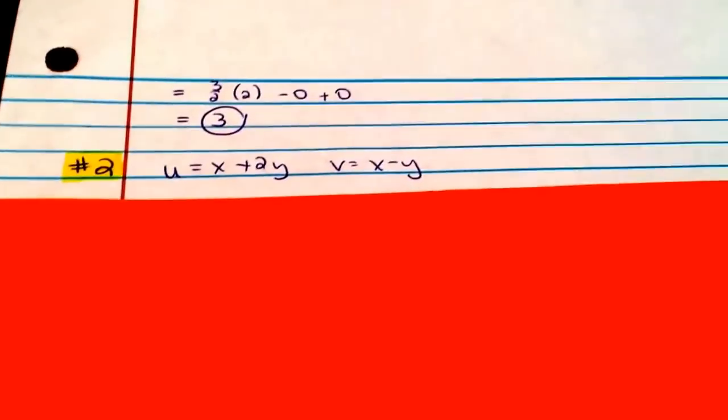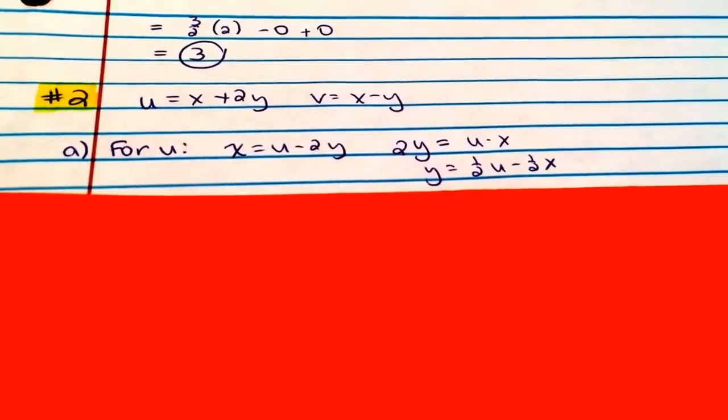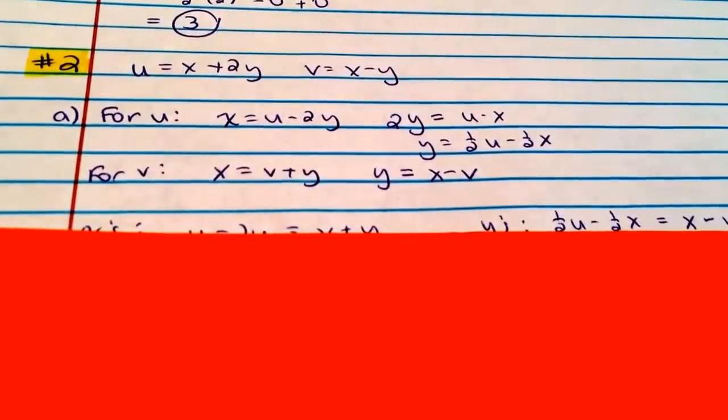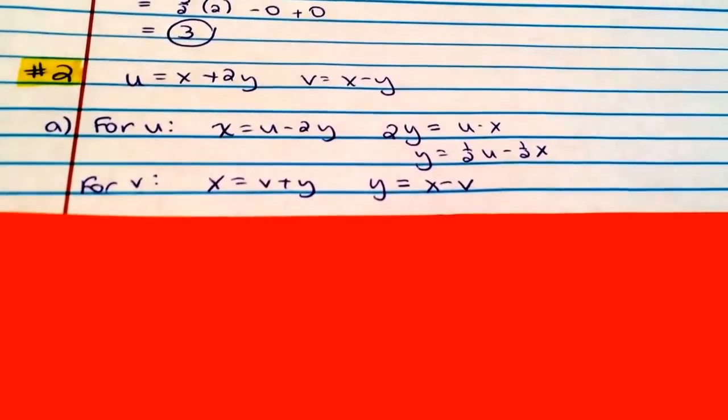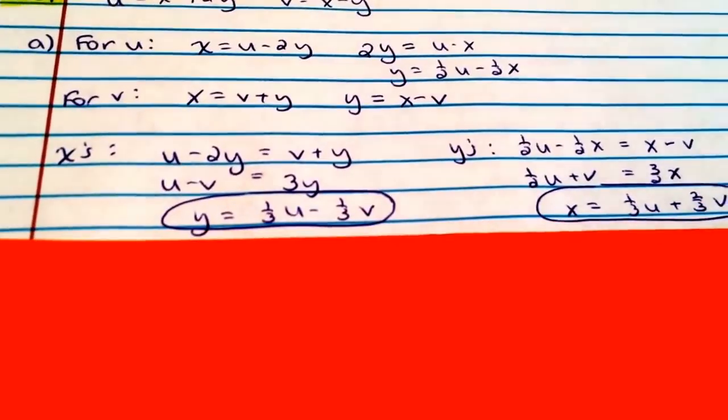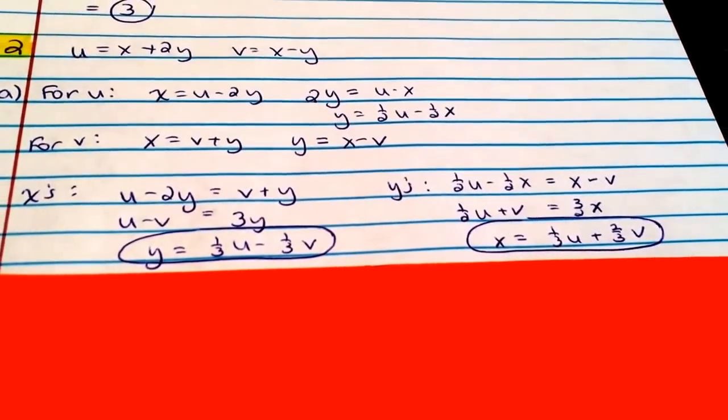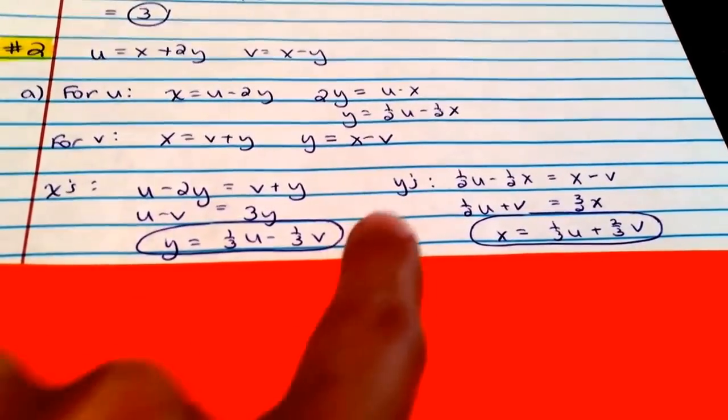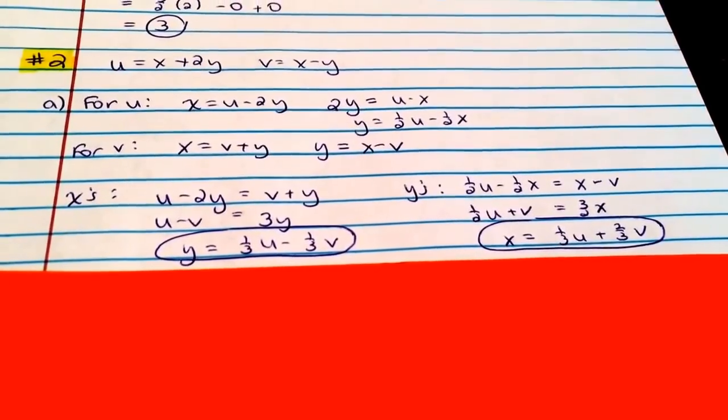All right, so hopefully you tried it by yourself. Here was the problem, so let's look at this. First step, you're going to solve u and v for x and y, so you should have gotten these. Then you're going to set the x's equal to each other, set the y's equal to each other. On the x's you solve for y, on the y's you solve for x, so you should have gotten these.